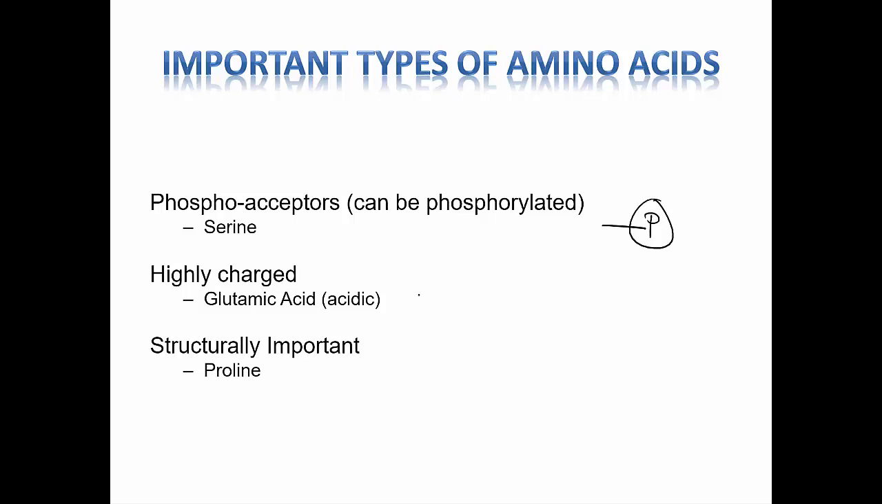There's very charged amino acids. So glutamic acid is an acidic amino acid. That R group has an acid attached. And there are some that are structurally important. So proline actually ends up forming a bond with the nitrogen, forming a closed chain here. So this will actually put a kink in the chain as we build polymers.